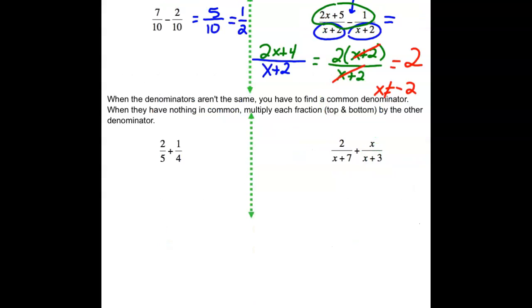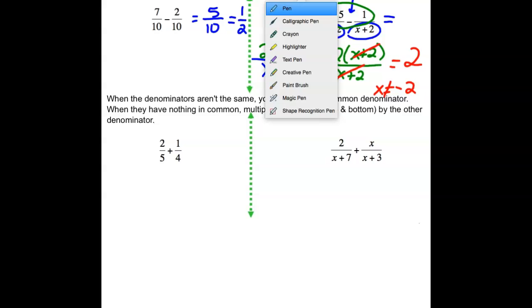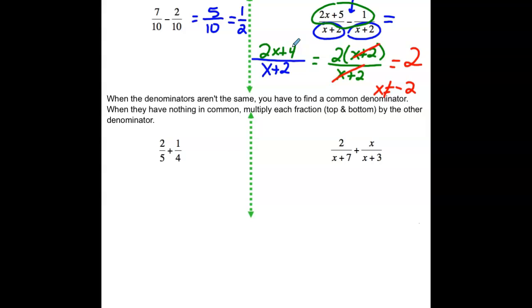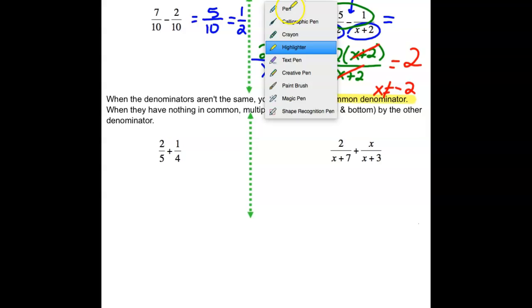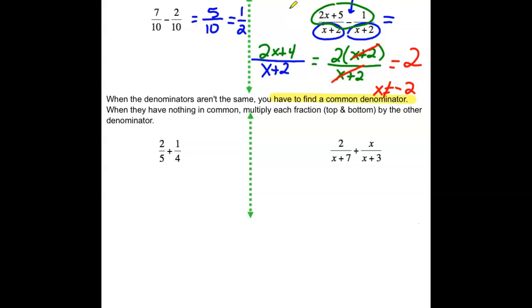All right. In our next set, it says when the denominators aren't the same, we have to find a common denominator. So I want you to highlight that. Because that's a critical step. All right. When they have nothing in common, we're going to multiply each fraction, both the numerator and the denominator, by the other denominator. So looking at this one, we have a 5 and a 4. They don't have any common factors between them, so our least common denominator would have to be a 20.